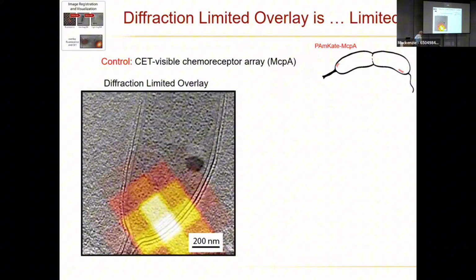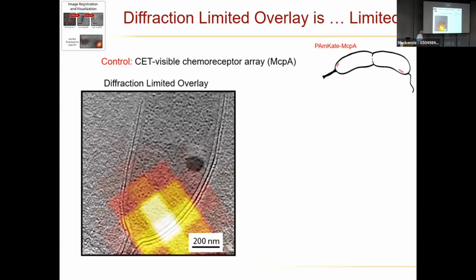Let me just set you up for a second. Here's the bacterium, and the label PAmKate is attached to MCPA, which are the proteins that form this chemosensor, which is close to the membrane. And this was really a control because you can see it in the EM image. You see these lines here. That's a slice through the chemoreceptor array.